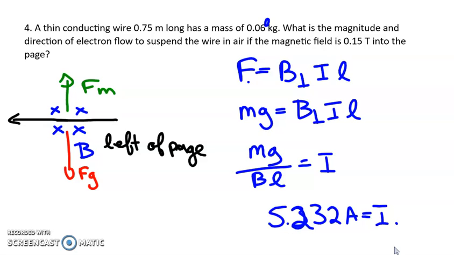Okay, so hopefully between these 3 videos we have a clear understanding of what's happening with the magnetic field around a current carrying wire.